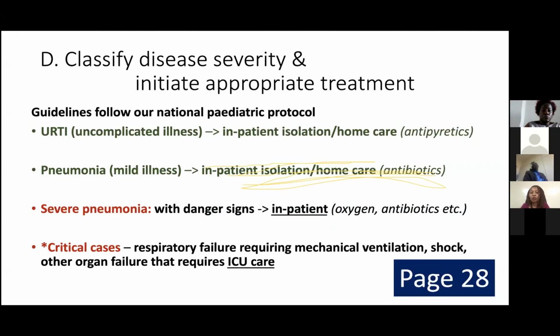Children with severe pneumonia, those who will present with danger signs, should be treated in the inpatient setting, and the treatment doesn't change. Still the oxygen, the antibiotics, so supportive care is crucial for these patients. And then identifying the critical case patient. These are the children in respiratory failure who may require mechanical ventilation. They may also have other issues, for example, they may be coming in shock or other organ failure, and this requires ICU care.